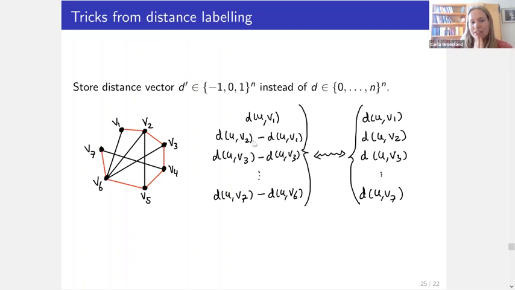And these differences are now always in -1, 0, 1, because there's always an edge between consecutive vertices in a row. So the difference between your distance to V1 and V2 has to differ by at most 1 by the triangle inequality. So now you can do it in about 3 to the n. So what we've managed to do is basically get this 3 to the n to work also for graphs which don't contain a Hamiltonian path.